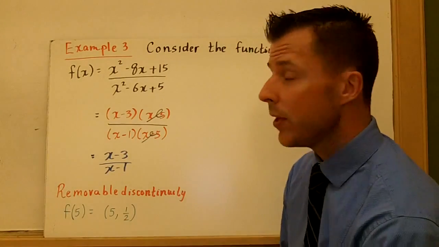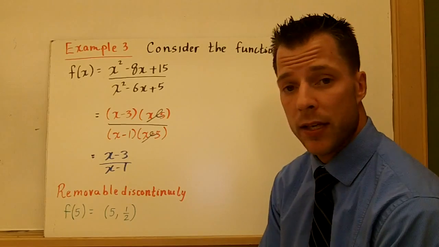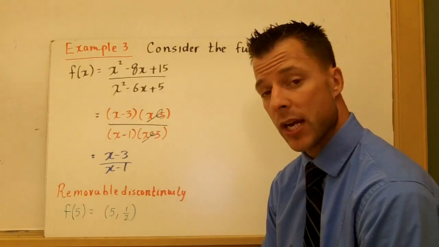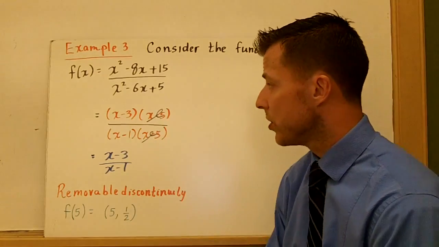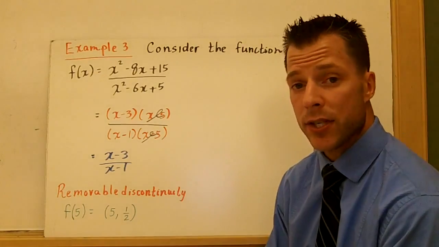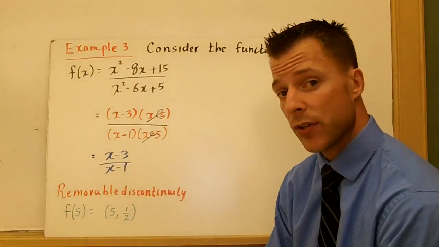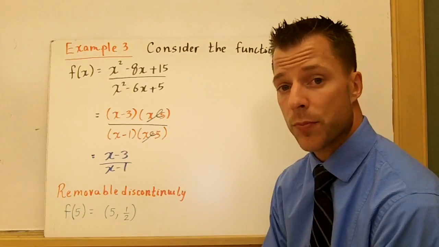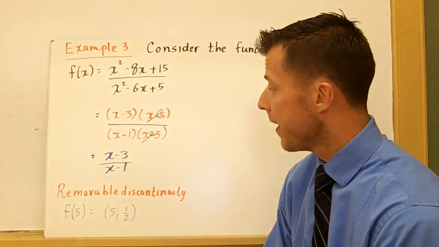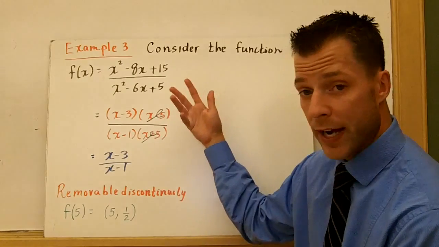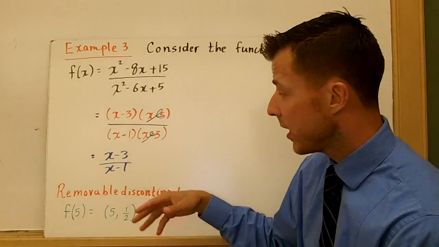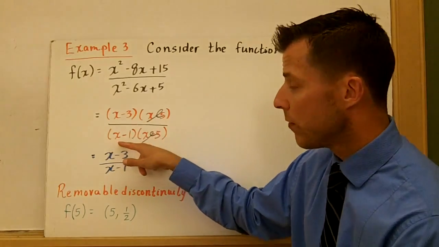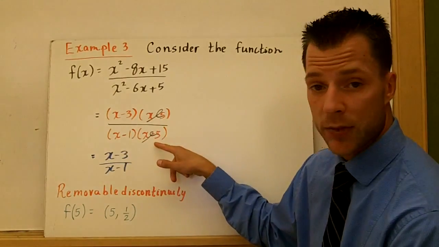Okay, in example 3, we don't actually have the graph. So let's see how we can do this and figure out where the discontinuity is. So I look at my function, and we're not taking limits here. We're just looking at this function and saying, is this function continuous or not? This is a rational function, so it's probably going to be discontinuous. So the first thing I try to do is factor both the numerator and the denominator, which I can, into x minus 3 times the quantity x minus 5 over x minus 1 times the quantity x minus 5.